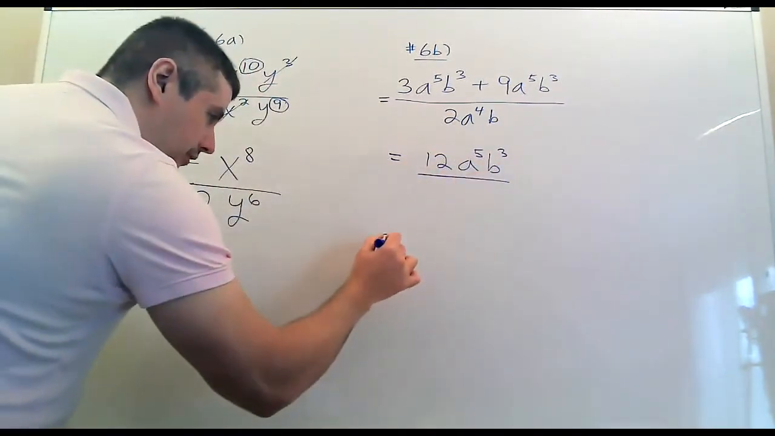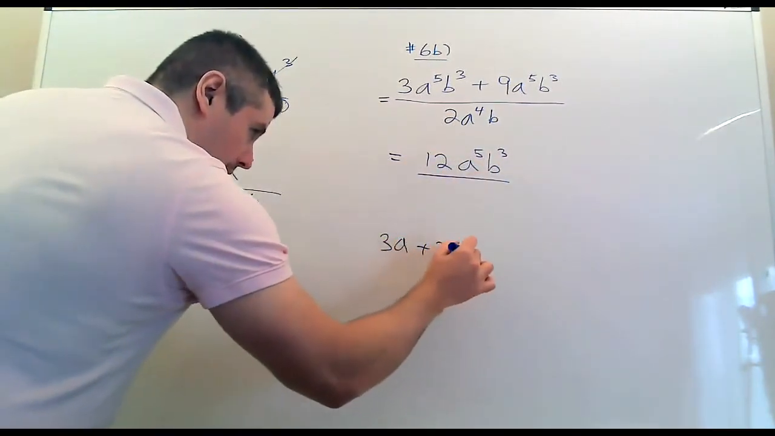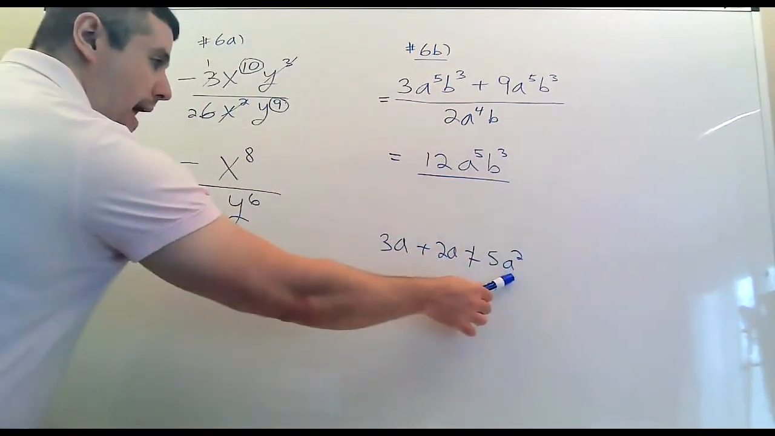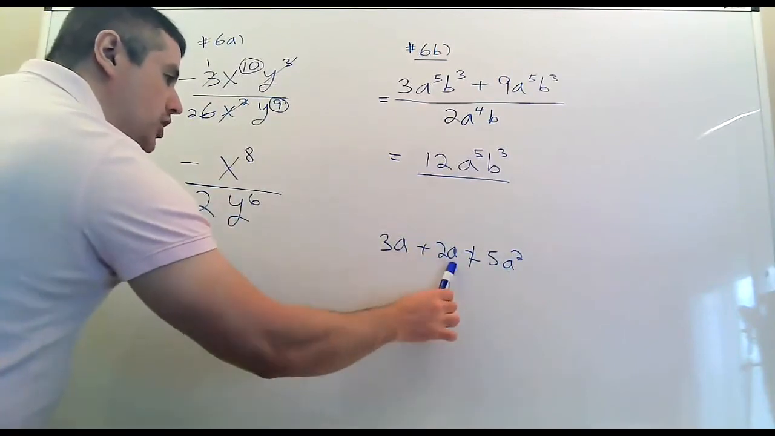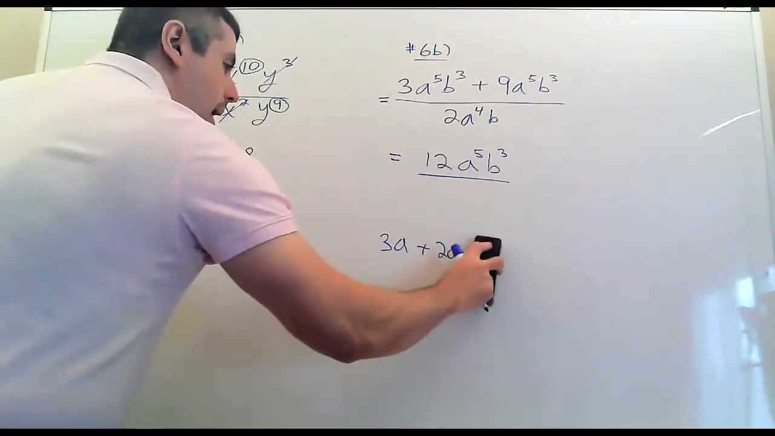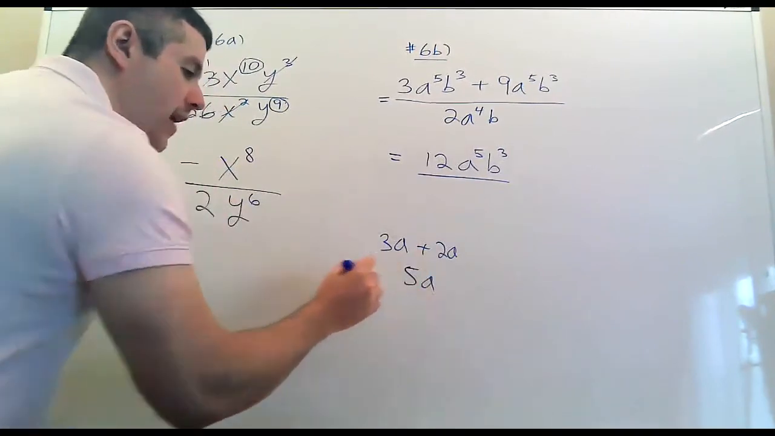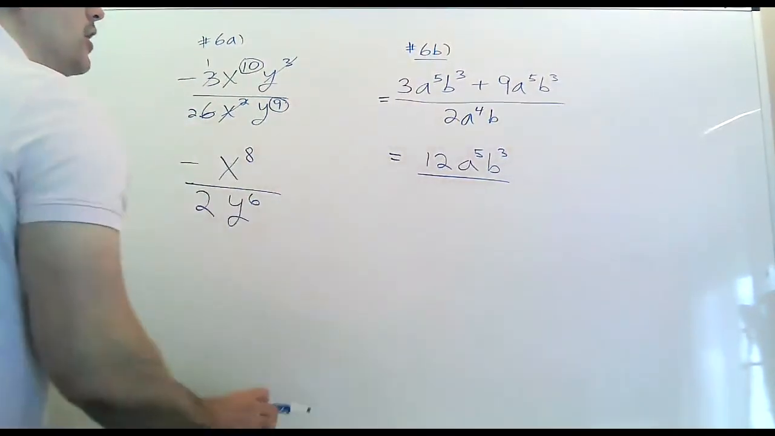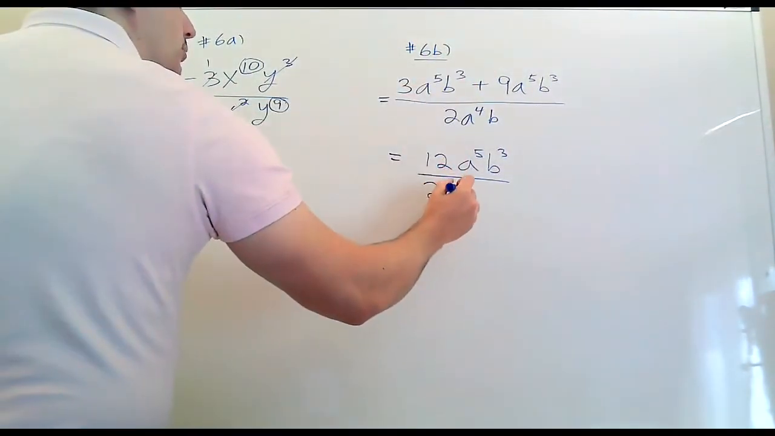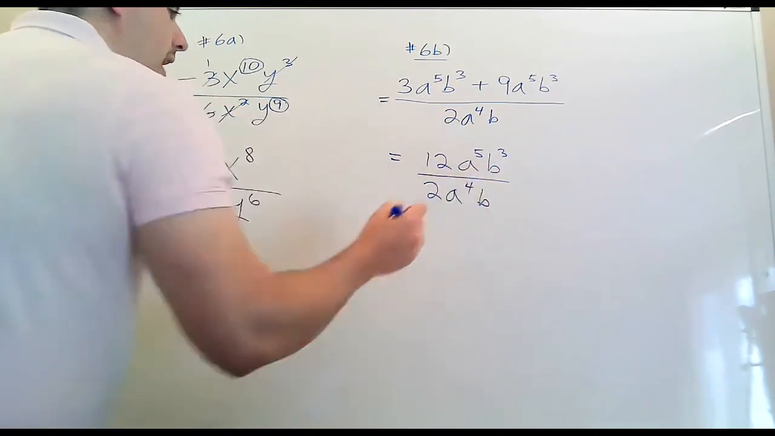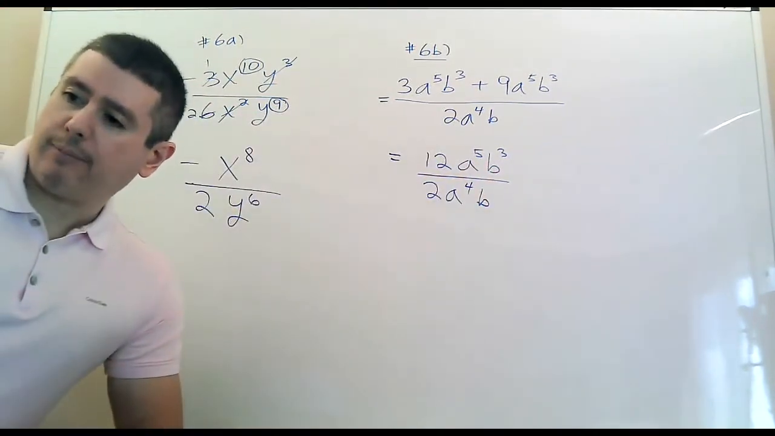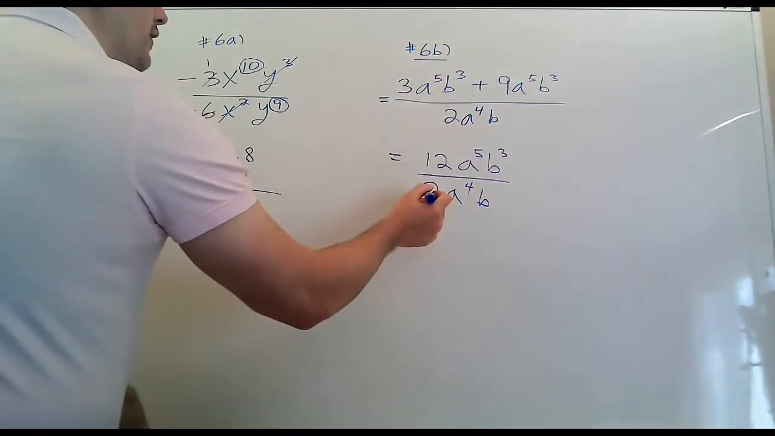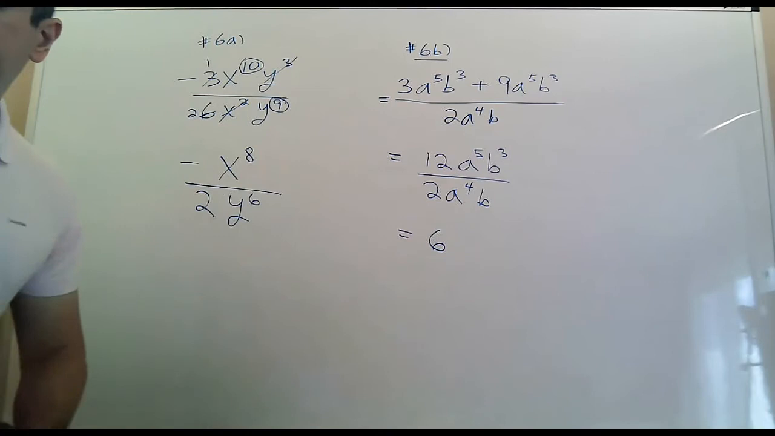To go back to apples, 3 apples and 2 apples is not 5 apples squared, right? What the hell is an apple squared? The powers don't change when you add. 3 apples and 2 apples make 5 apples. So don't change the powers. So combine the top first. You must do that. You can't do the division until you combine the tops. So you combine the tops. Now you divide. So 12 divided by 2 is 6.